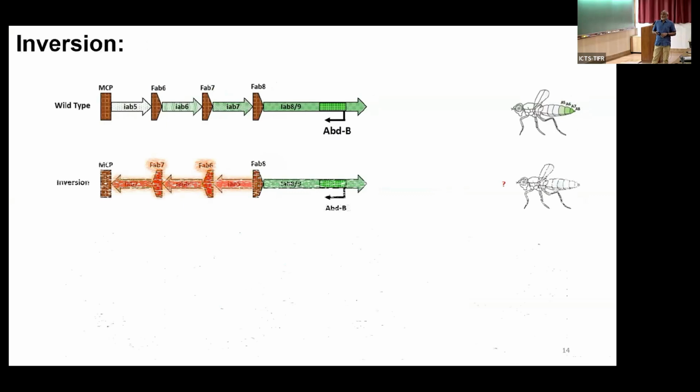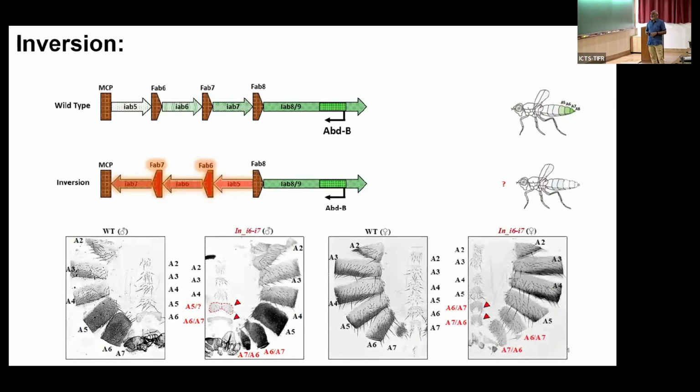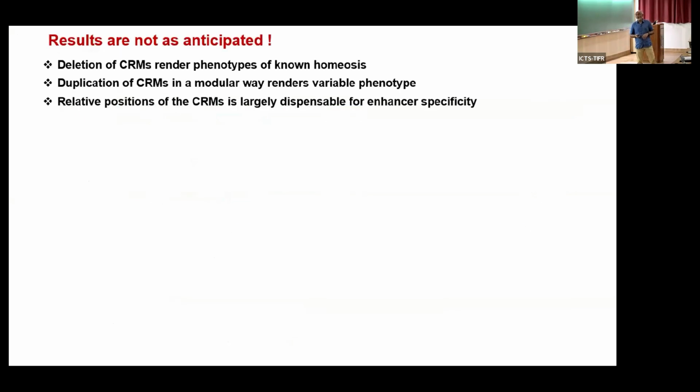Even more surprising was when you do inversion, the fly is still normal. You see some homeotic transformations, like here A4 becomes A5, A6, A7, and the female has similar phenotypes, but these flies are fertile and viable. This was a disappointment for us because we were expecting fantastic phenotypes, but the phenotypes were really very subtle, so that I have to convince you there is something different in these flies.